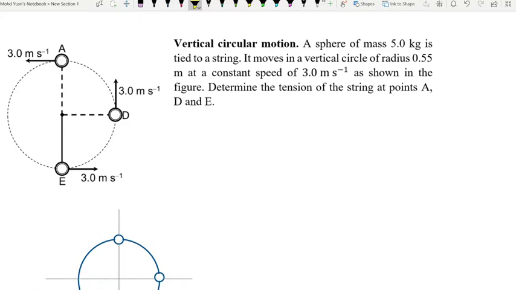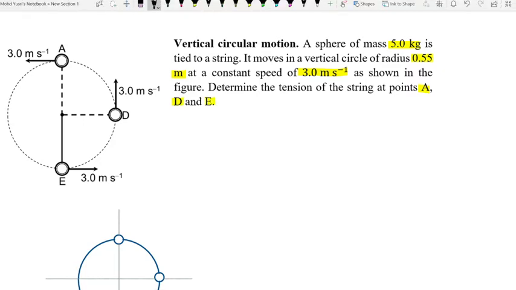So, mari kita tengok soalannya. A sphere of mass 5 kg is tied to a string. It moves in a vertical circle of radius 0.55 meter at a constant speed of 3 meter per second, as shown in the figure. Determine the tension of the string at point A, D, and E.